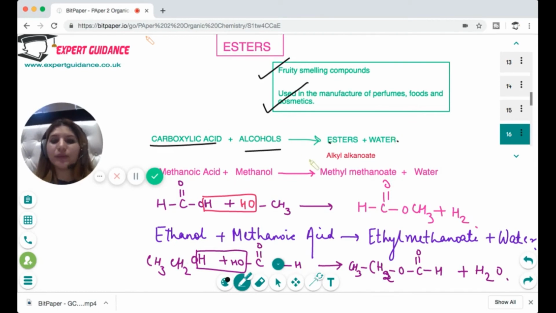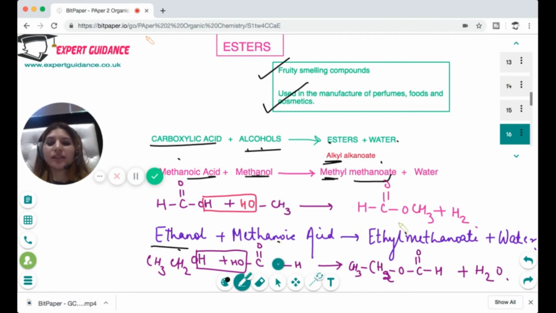Now, how will you name the ester? Whatever the alcohol is, write its name as -yl, and the carboxylic acid as -oate. So, for example, if you take methanoic acid and methanol, the alcohol becomes alkyl, so that is methyl, and the carboxylic acid, methanoic acid, becomes methanoate. In the same way, ethanol plus methanoic acid: the alcohol becomes -yl, so that is ethyl, and methanoic acid becomes methanoate, plus water.